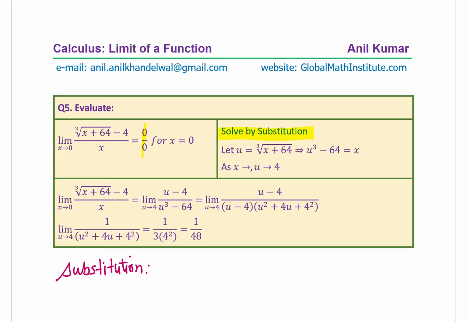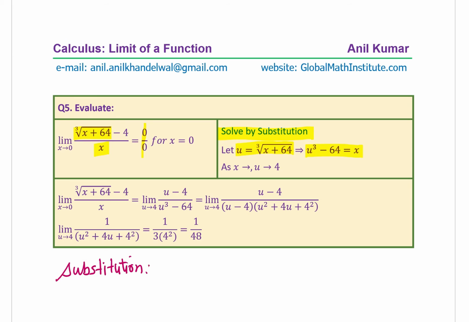We'll try to understand how we actually do it. First thing is we identify the term which could be simplified after some substitution. In this particular case, the term cube root of x plus 64 is very difficult, so we'll substitute this with some other variable. We chose u. So we are saying u equals cube root of x plus 64. If you cube it, u cube minus 64 is equal to x, and that can give you the value of x, right? So you could substitute x with u cube minus 64.